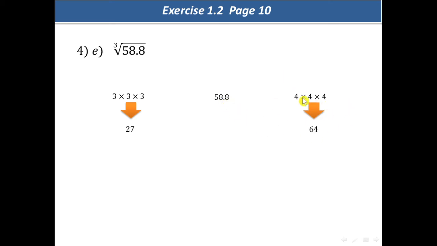You see why I didn't choose 4 here, because it would go over 58. So I go a little bit lower, 3. 3 times 3 times 3 gives me 27. This is the nearest from the left, and 64 the nearest from the right, and the expression will be written like this: the cubic root of 58.8 is bigger than 3, smaller than 4. This is what I need as an end result of the solution.